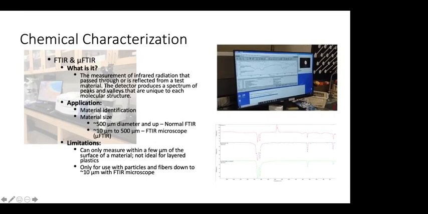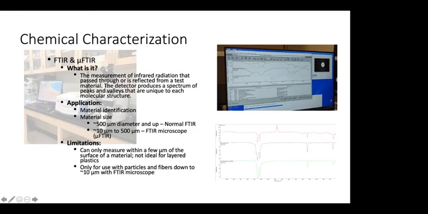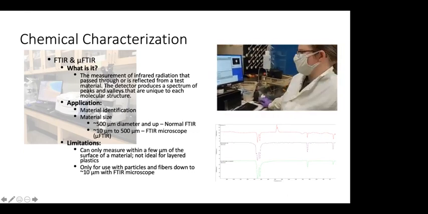It looks like this fiber is made out of polypropylene. Thanks, Emily.